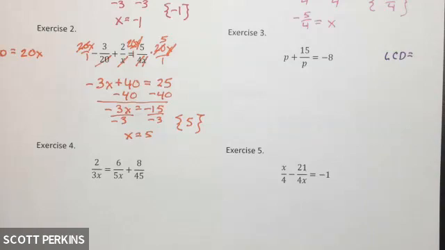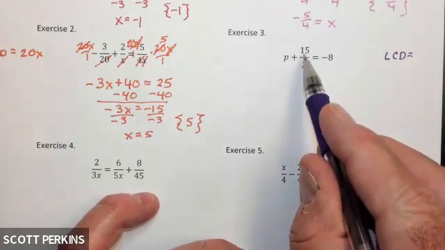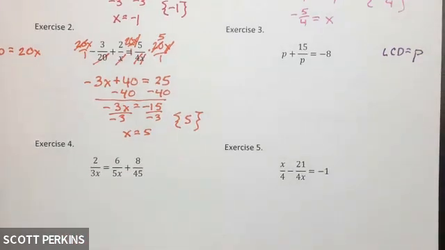What's the common denominator on this one right here? Just p. p is the only denominator. The 8 is not a denominator, so you do not need to include it. The 15 is not a denominator. The only denominator is the p. So right there, the LCD is p.